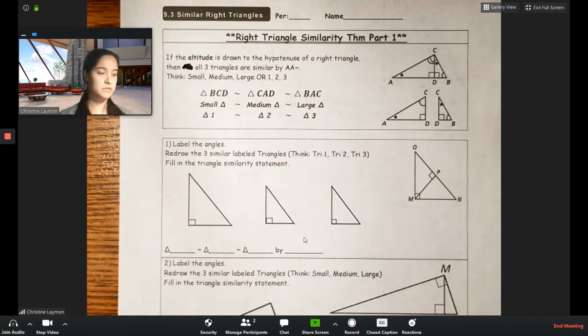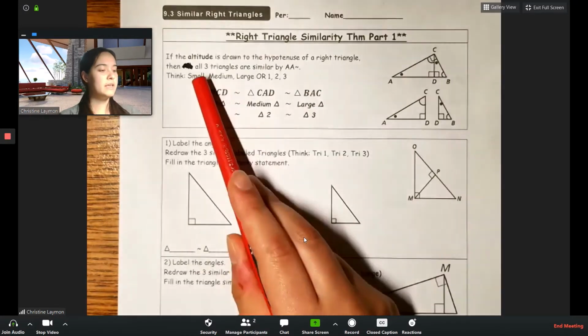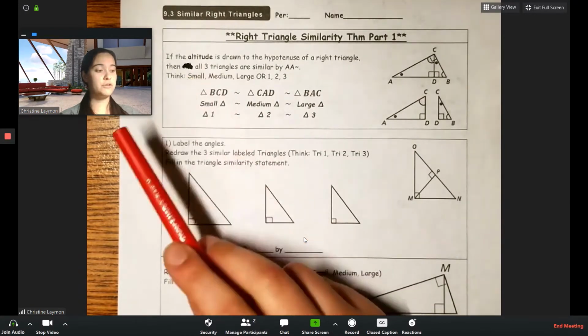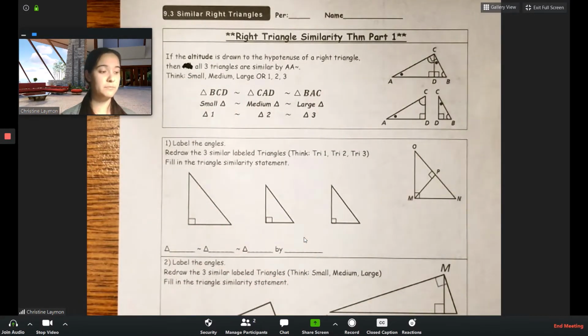So let's take a look at this definition. If the altitude is drawn to the hypotenuse of a right triangle, then all three triangles are similar by angle-angle similarity. So you could think about this as breaking the big triangle down to be a small, a medium, and a large, or just labeling them as triangles 1, 2, and 3.